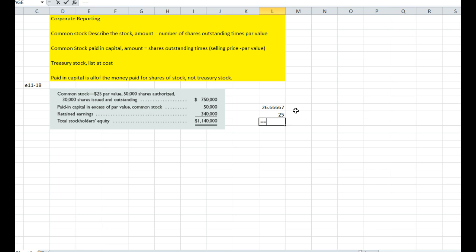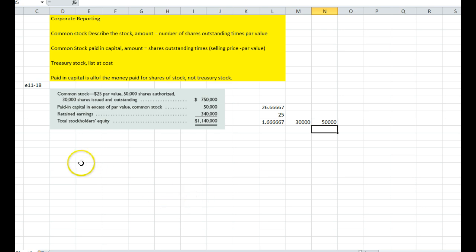So any additional monies we received, so $26.67 less our par value. Let's see what that difference is. Looks like $1.67 per share. If we multiply that times 30,000 shares on average, it should give us our additional paid-in capital. So that would be $1.67 times 30,000, roughly $50,000. So that's how we get the 50,000. So the 50,000 is equal to the number of shares issued, authorized, and outstanding, which means we haven't bought them back yet, times the difference between the selling price and the par value.